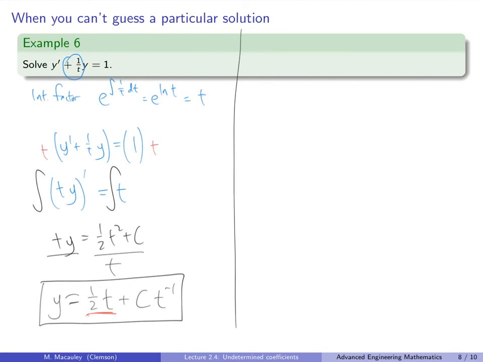Okay, let's do the variation of parameters method. So for this one, so this is variation of parameters, just so we the homogeneous equation first.